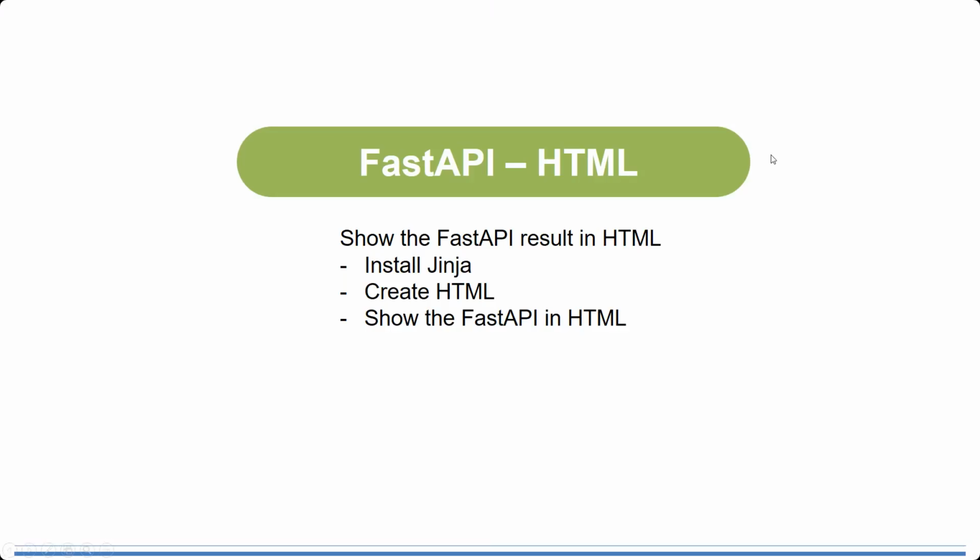So in this section, we're going to learn FastAPI and how to connect it to HTML. You can see the API in the user interface, but later on, you need to have a front end to show the data, to do something with the data. We are going to look at the details of how to use Jinja, and then how to create HTML and show the FastAPI in HTML.